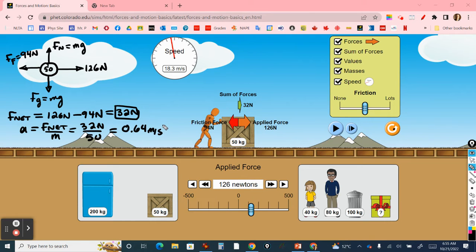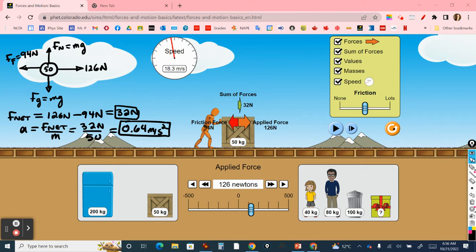0.64 meters per second squared. I'm not going to do it, but if we were to count the number of seconds it took to get up to 18.3 and divide the 18.3 by the number of seconds it took, I'm pretty sure it would come out to 0.64. This is something that you can try, but let's move on from here and see what happens when we start playing around with the force a bit more.